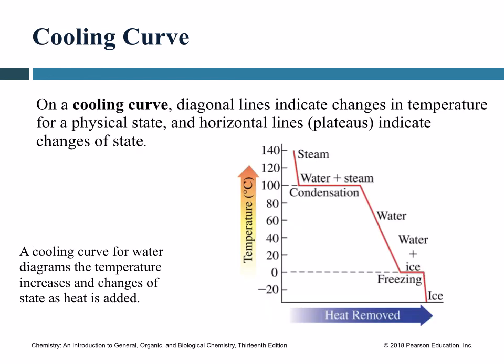The cooling curve is the reverse process. Horizontal lines represent phase changes at constant temperature, while diagonal lines represent a change in temperature. So the two phase changes are condensation and freezing that are represented by the two horizontal lines.